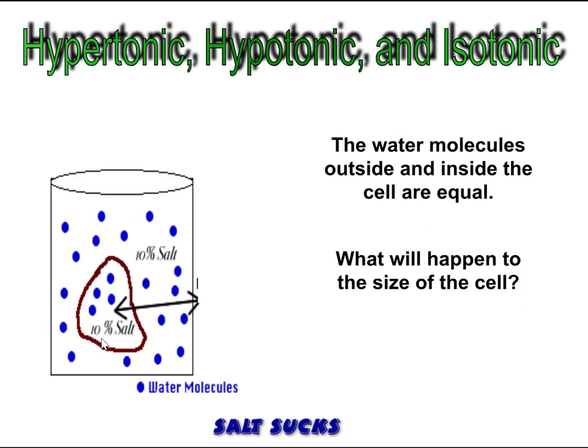And the last one, I have 10% on the inside and 10% on the outside. It's very happy. It's equal amounts on both sides. So if it's equal, it's going to remain the same size. And the cell is just so happy. So if it's so happy, it is an isotonic solution because it's equal. Water can move in and out, equal parts on both sides.